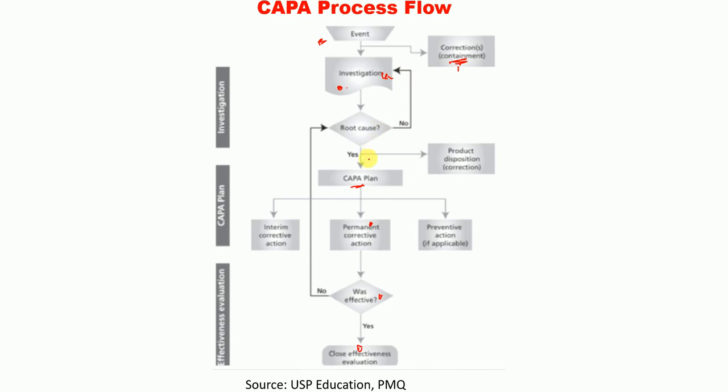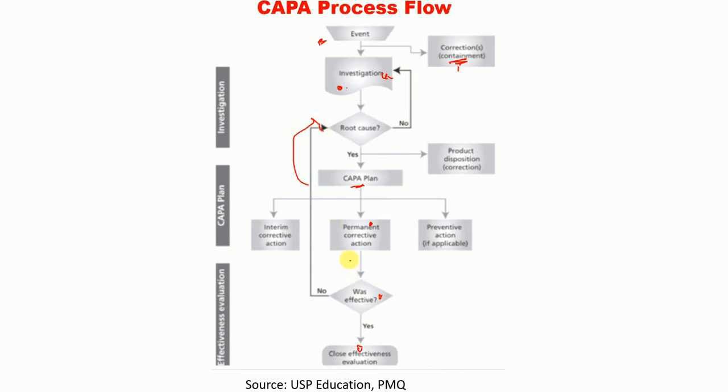Okay, and so root cause, yes, product disposition. If we identify the root cause, then we can also do the product corrections. And here, for example, CAPA plan and permanent corrective actions, and if it was not effective, then again we have to go back and identify the root cause.